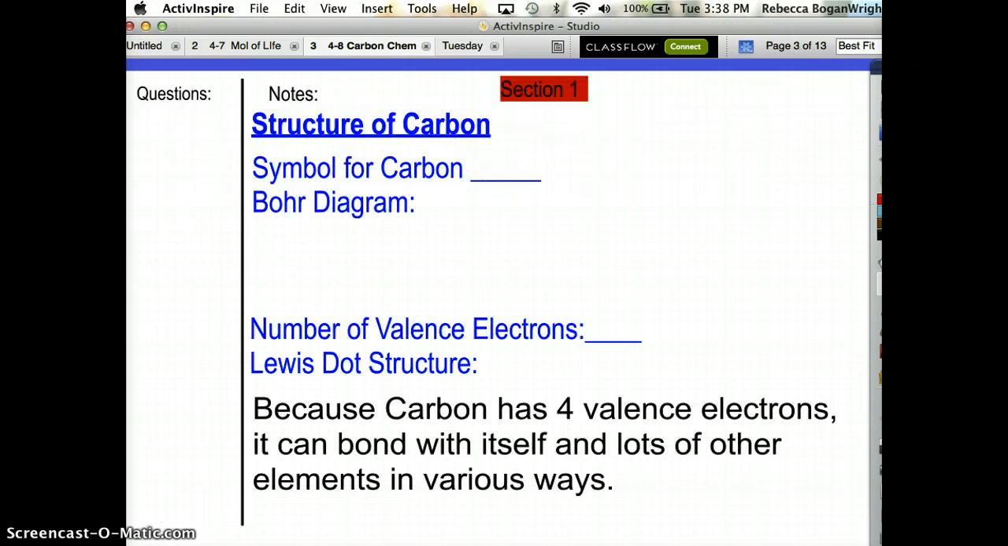Here's the first section of notes. It's kind of a review. I want you to copy down what's in blue, everything here and everything here, and then I want you to do a little bit of background information. You already know the symbol for carbon, and if you don't, you can look it up. You already know how to do a Bohr diagram. You know how to figure out the number of valence electrons and Lewis dot structure. So I want you to pause this video and figure that out from your periodic table now.